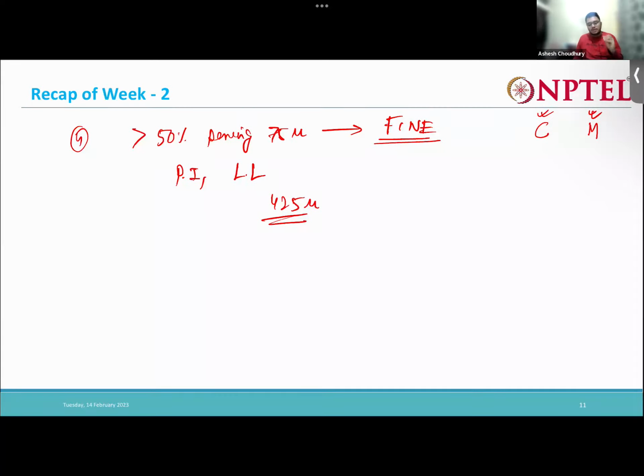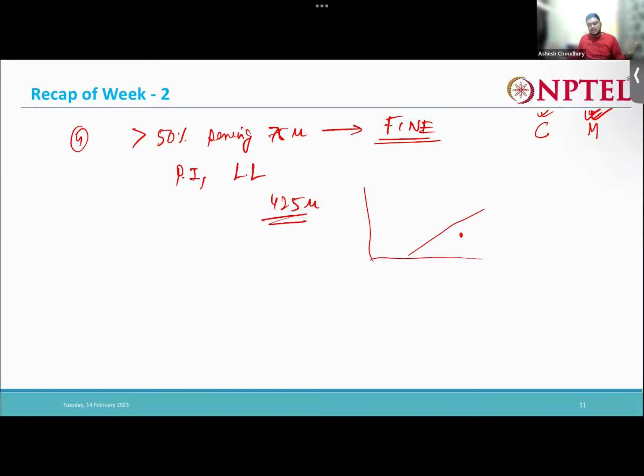I already discussed the liquid limit and plastic limit test in the week 1 lecture. So we need to take the soil fraction passing through the 425 micron sieve and do the liquid limit and plastic limit test on that soil. Now you know the plasticity index and you know the liquid limit, so you have your A line. If it falls below the A line, it will be M.